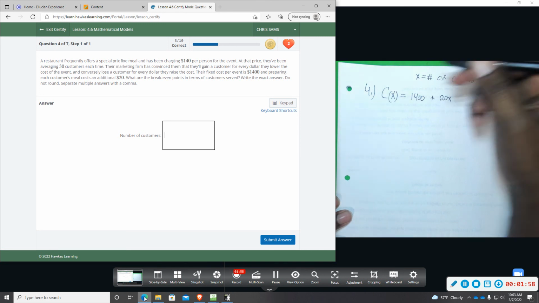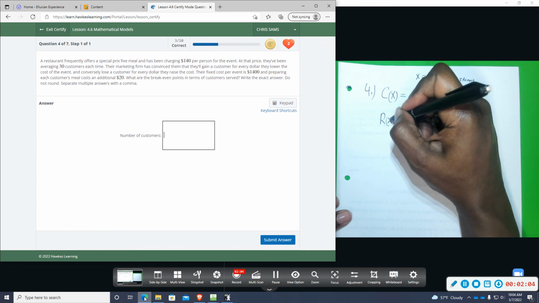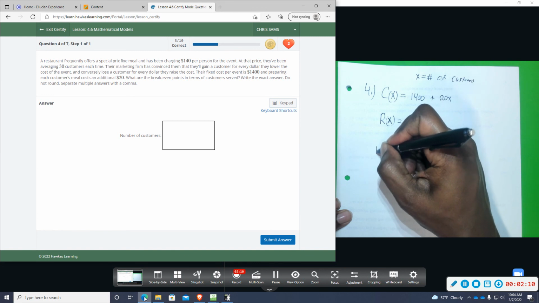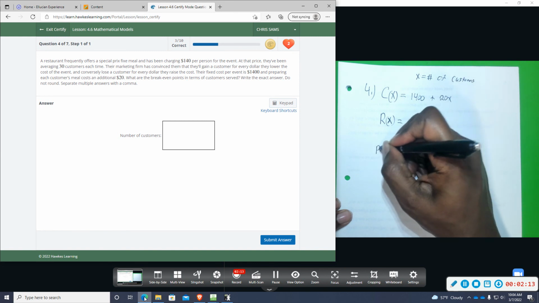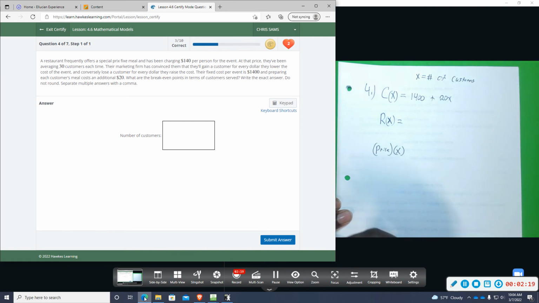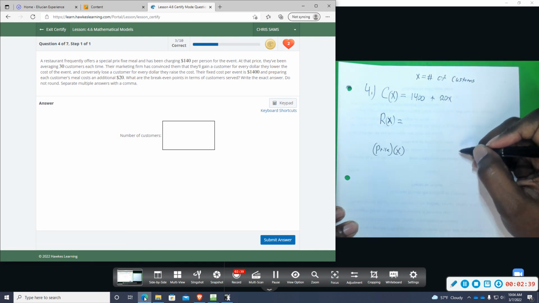And the revenue is a little bit different, but let me just give you the cliff notes. They make a table, but here's what's going on. Revenue is the price that you charge times the number of items sold, or the number of customers that pay that price. The price is changing, as well as the number of customers. We're going to use x for the number of customers, but to determine it, we start with their average, which is 30.